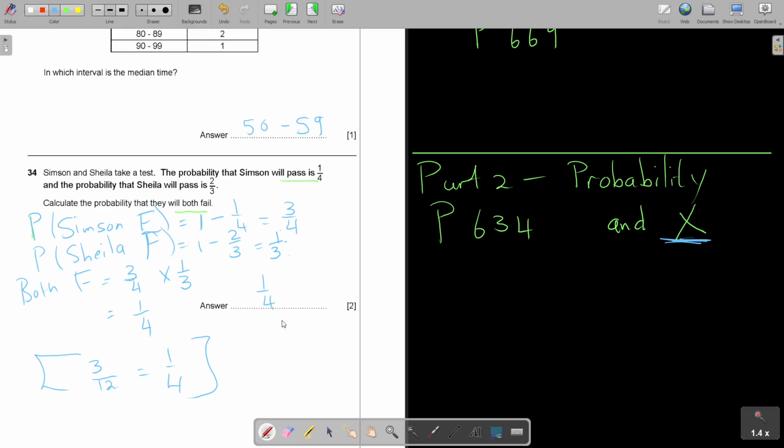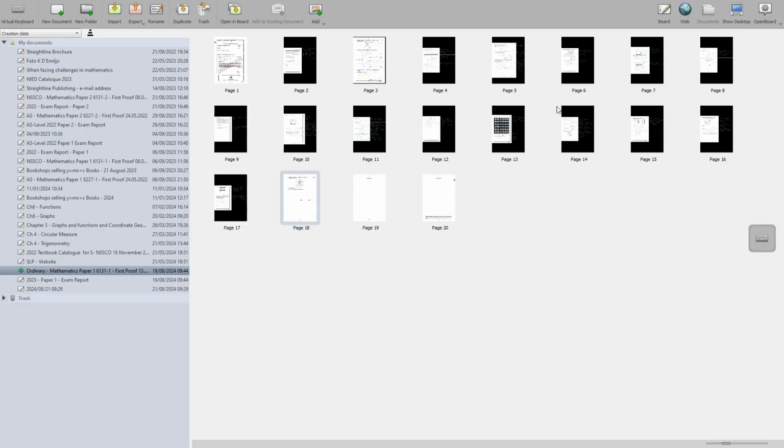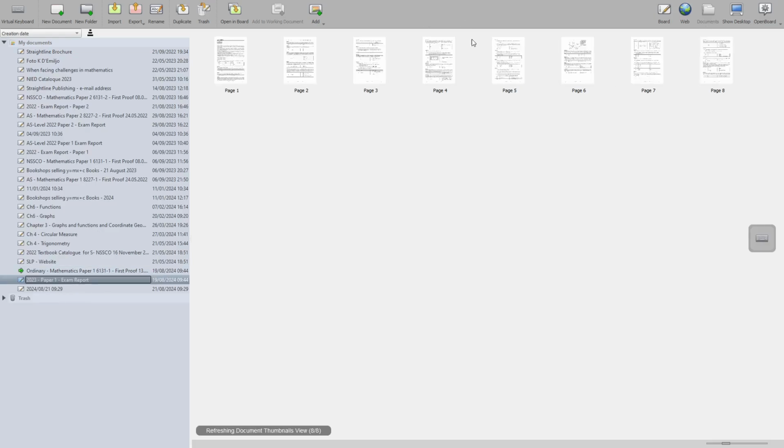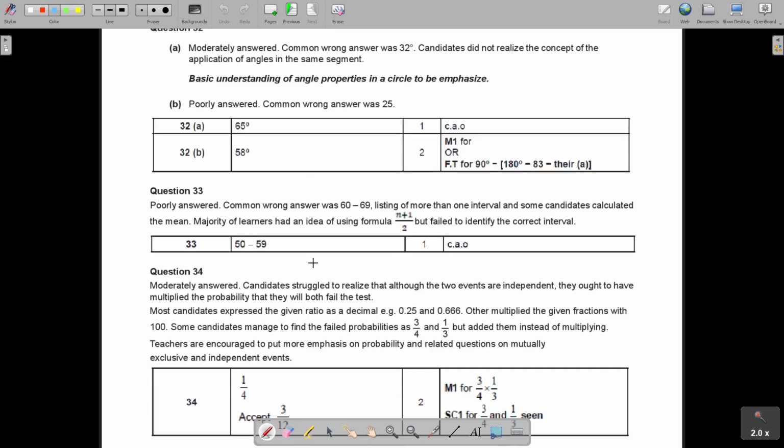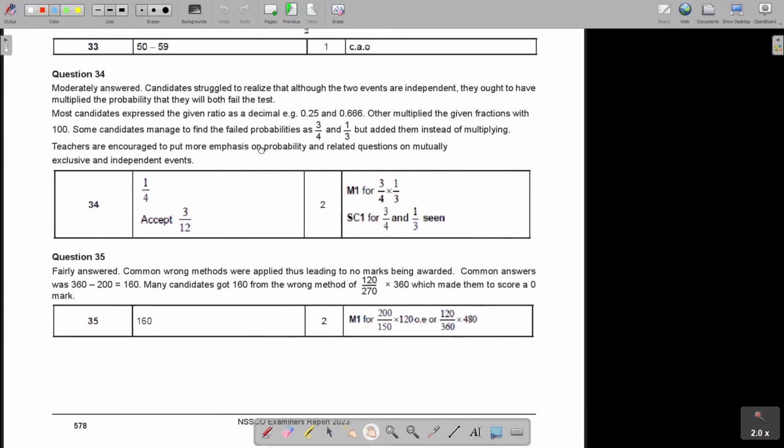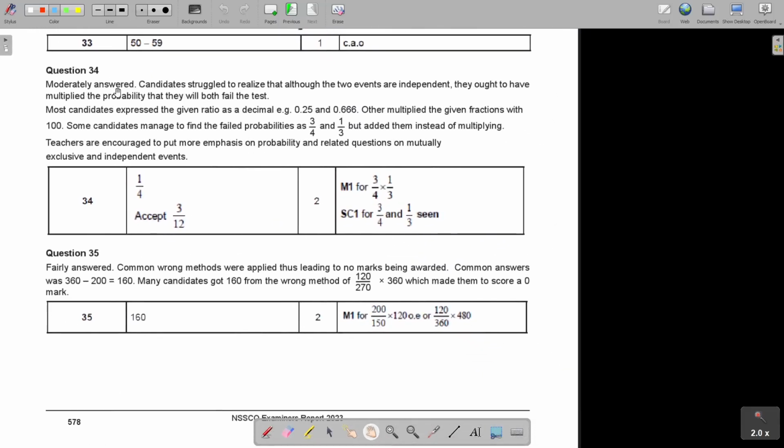Okay. And let's just go back to the question paper. And let's just see the report, what they say. It's also, this kind of question is usually difficult for students. Okay, it's not that it is a difficult question, but probability. But they said multiple answers. Candidates struggle to realize that although the two events are independent, they ought to have multiplied the probabilities that they both will fail the test.